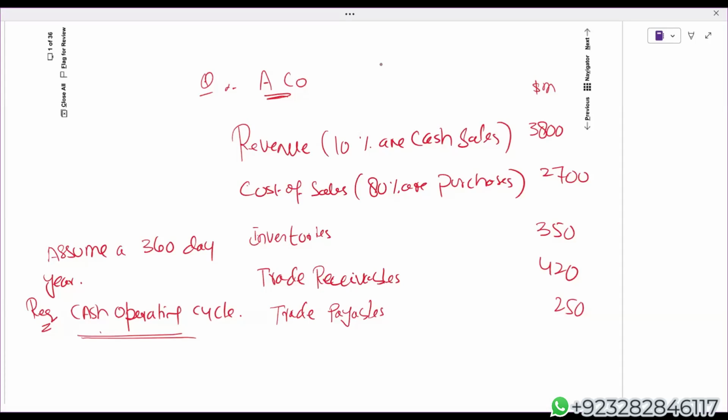Revenue 10% are cash sale, it means 90% is your credit sales. Cost of sale is 2,700 million, but 80% are purchases. Inventories, we have got 350 million. Receivable 420 million. Payables 250 million. Assume 360 days a year.